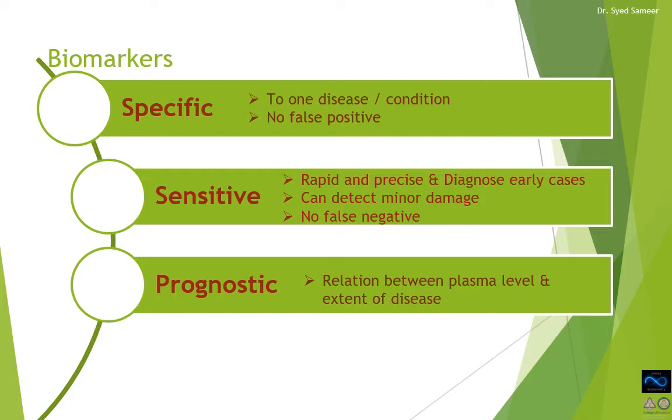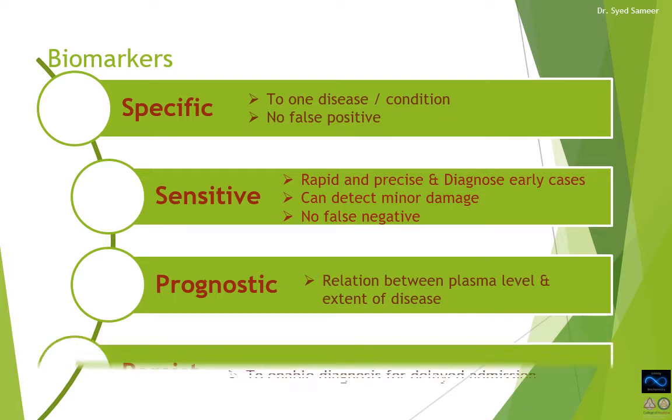The biomarker should be directly related to the disease. If you are measuring it in the serum, then its levels, its strength, should be equal to the extent of the disease. The greater the disease, the greater should be the value of the biomarker in the plasma, and hence its prognosis.